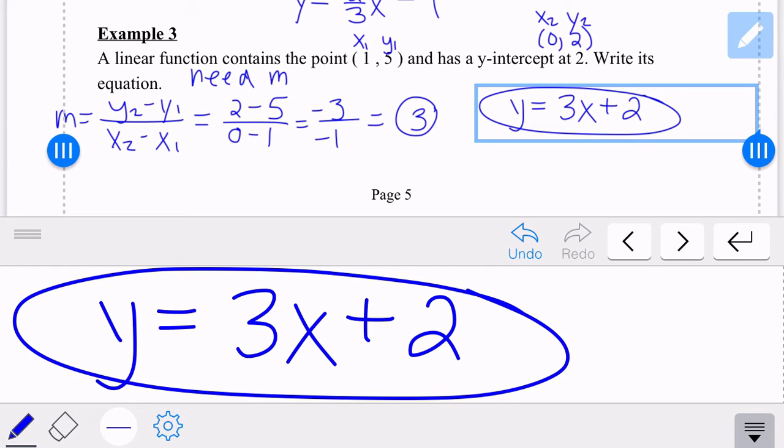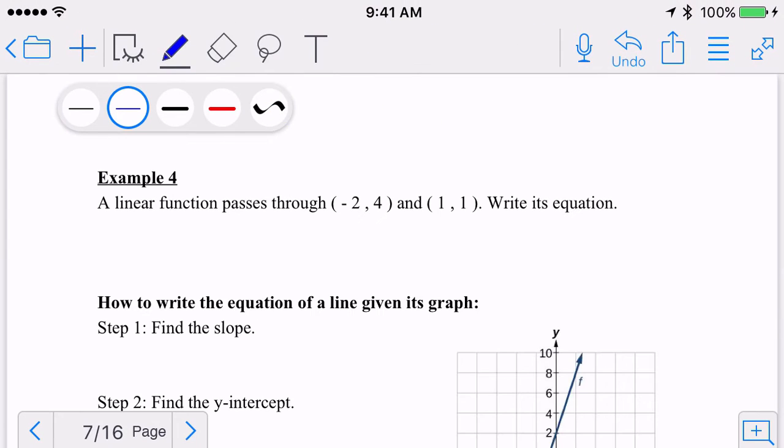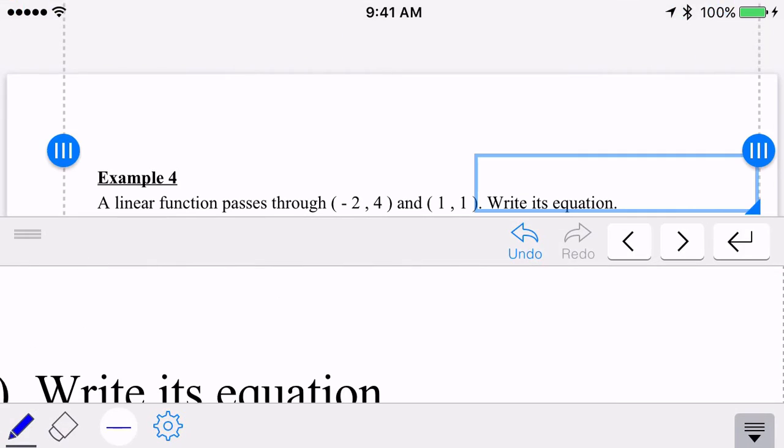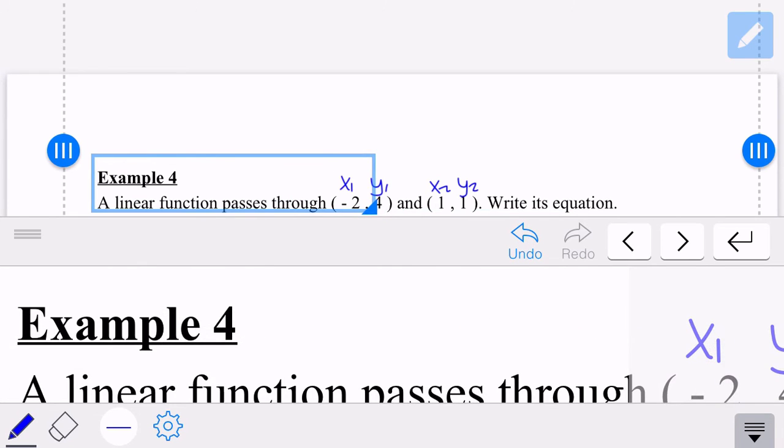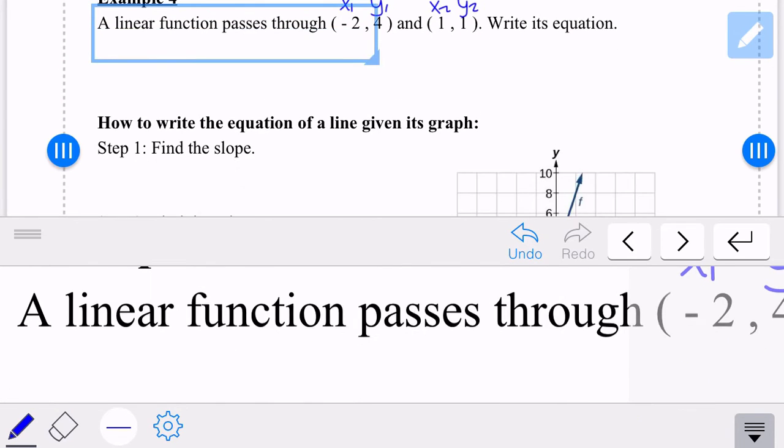All right, next page. Another example here. We've got a linear function that passes through (-2, 4) and (1, 1). Write its equation. Well, we've got two points. We don't even have the slope or the y-intercept, but we can find them. So we've got two points, so we know how to find our slope. We're going to use x1, y1, x2, y2, and we're going to put that into our slope formula again.